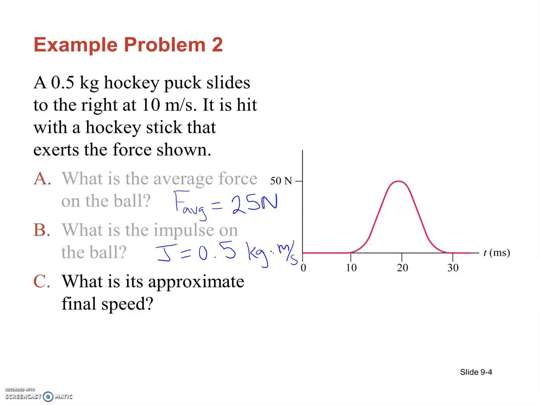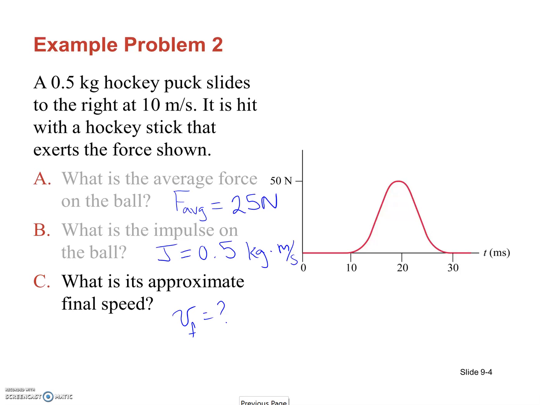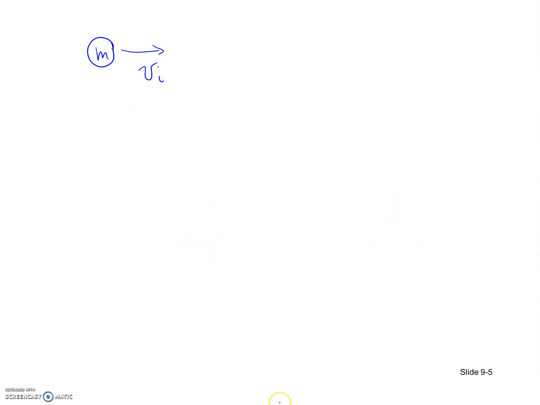So now we want to find the final speed. So V final is equal to what? Now for these problems, this might be a little overkill for this simple one, but we always want to draw a picture. So here's my hockey puck with some mass M and some initial velocity. Now it says that the impulse is delivered to the hockey puck, but it doesn't say in which direction. So we're going to assume this is a one-dimensional problem. This is a positive force. So we'll assume that the force is being applied in the positive direction. So here we have an impulse J being delivered.